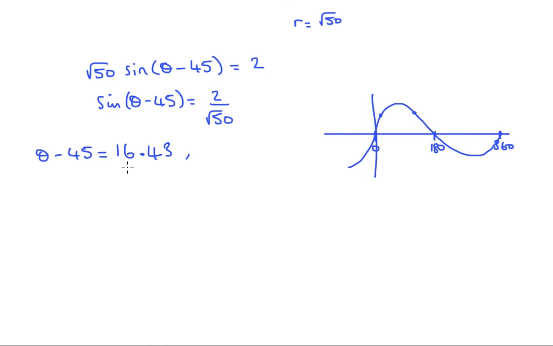So to get the other value here, I need to do 180 minus 16.43, which is 163.6. And then I can add 45 degrees onto both of those. So the larger one is 208.6, the smaller one is 61.4.